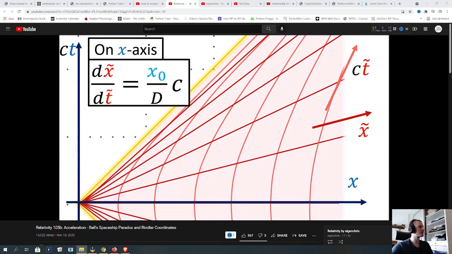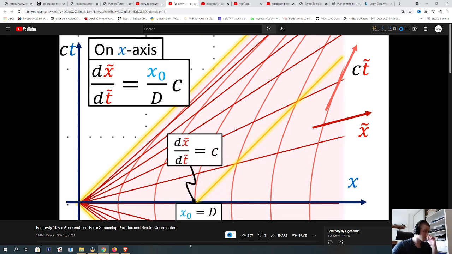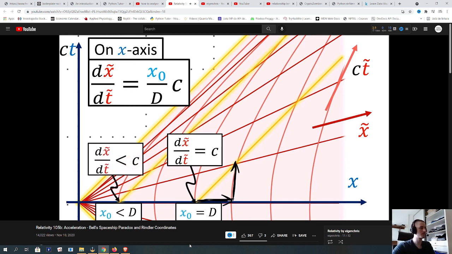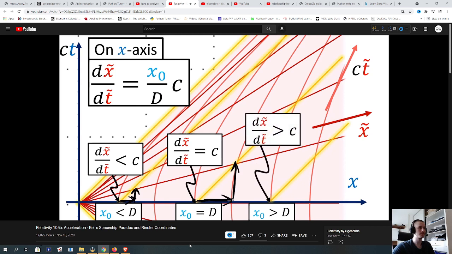So on the horizontal axis, at the Rindler distance d, the speed of light in Rindler coordinates, dx tilde by dt tilde, is equal to c. As we can see, this light beam travels one grid unit of distance in one grid unit of time, in this grid box. For distances less than the Rindler distance d, the speed of light is less than c. A beam of light travels less than one grid unit of distance in one grid unit of time. And for distances greater than d, the speed of light is greater than c. A beam of light travels more than one grid unit of distance in one grid unit of time.